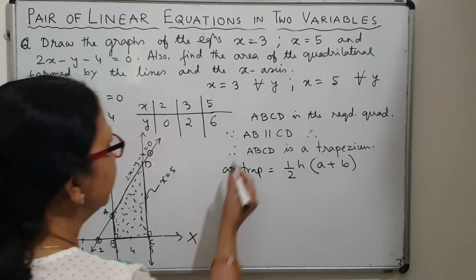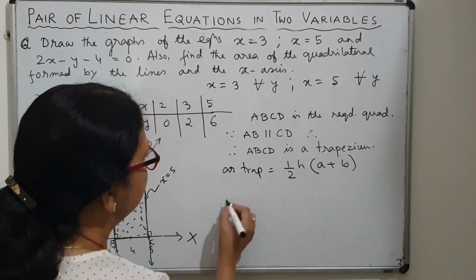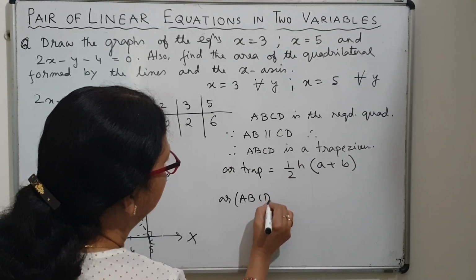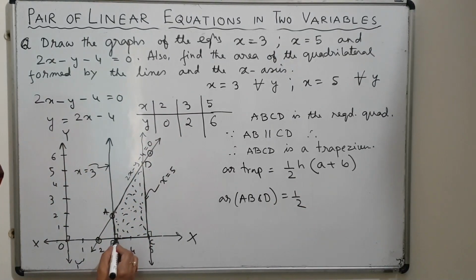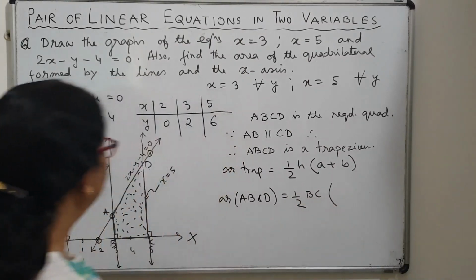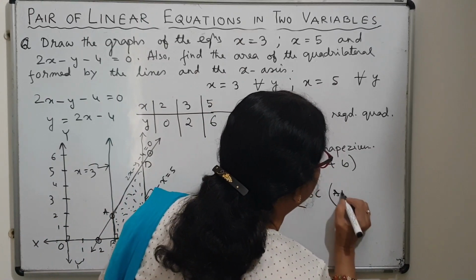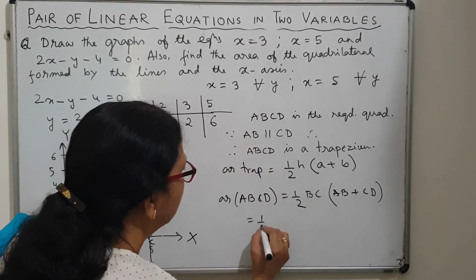So you have to find the area of the quadrilateral, that means the area of this trapezium. So area of ABCD is equal to half. What is the altitude? Altitude is your BC, and the parallel sides are AB plus CD. So now simply put the values.